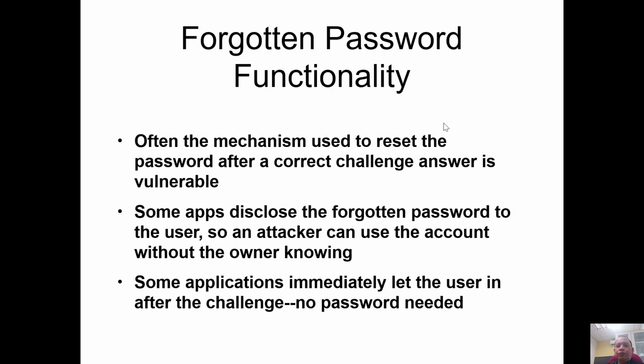Often the mechanism used to reset the password after a correct challenge answer is vulnerable. Some apps disclose the forgotten password to the user, so an attacker can use the account without the owner knowing. Some applications immediately let the user in after the challenge, no password needed. So these are all the flaws, all the drawbacks of this forgotten password approach mechanism, which they use to attack.